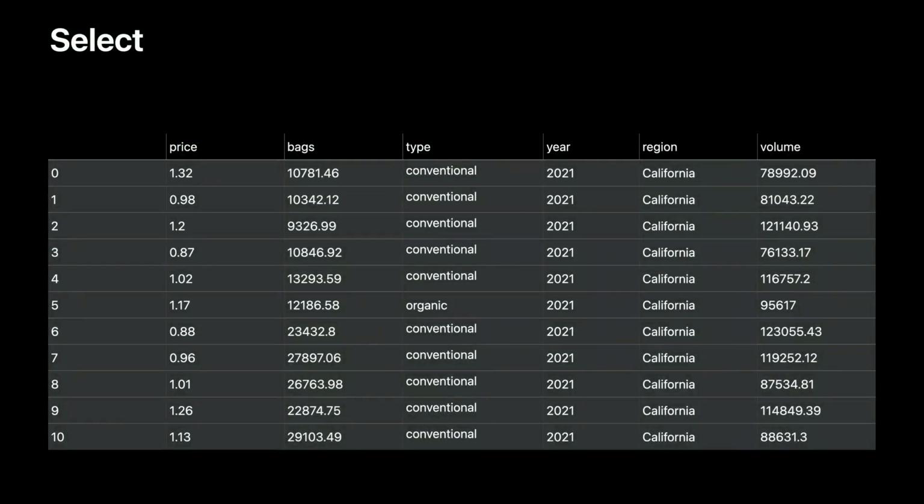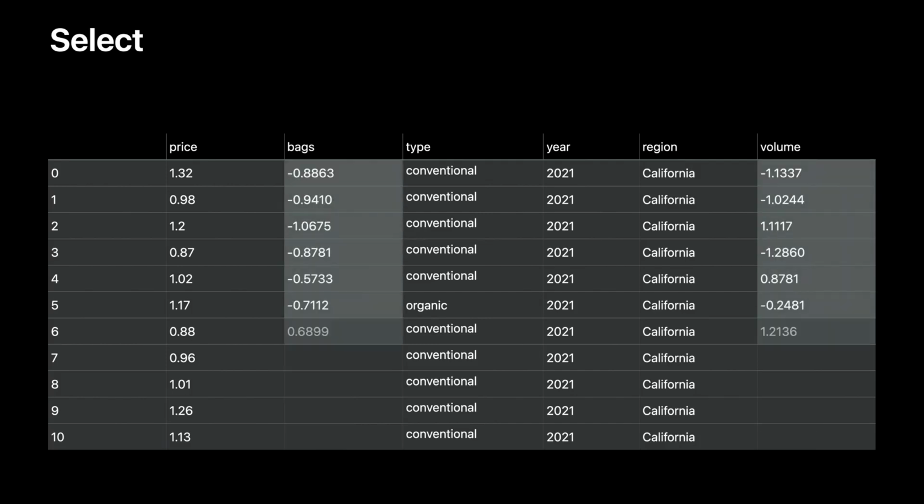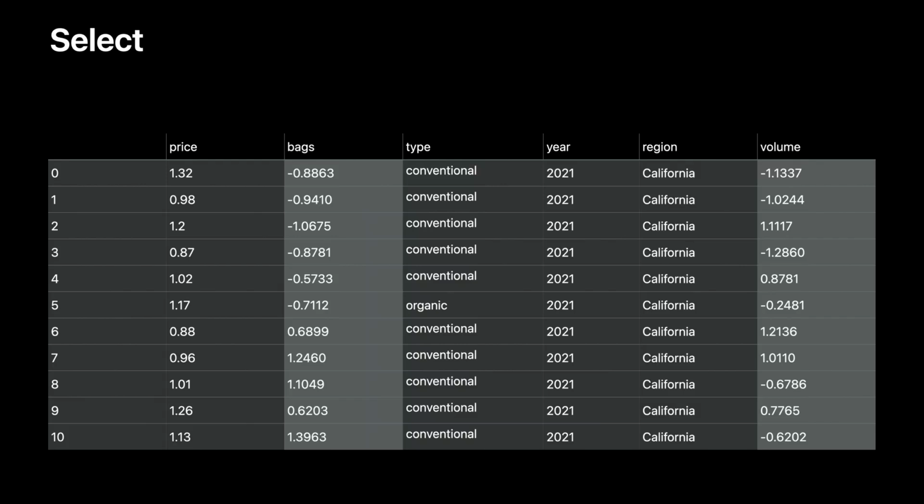So I started with this table where bags numbers were in the tens of thousands and volumes were in the hundreds of thousands. And after scaling those columns, I end up with values that now have a magnitude close to 1, which could improve the performance of my model. To be more specific, my values now have a mean of 0 and a standard deviation of 1.